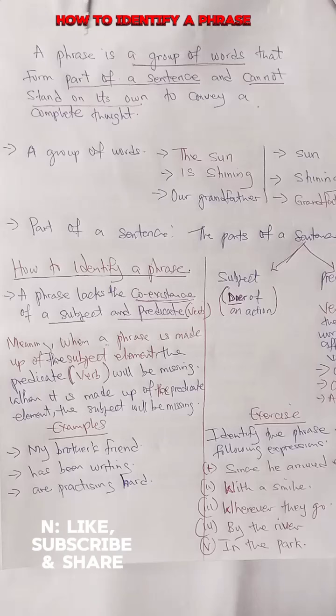Now, in today's class on how to identify a phrase, quickly let's look at what a phrase entails. A phrase is a group of words that forms part of a sentence and cannot stand on its own to convey a complete thought. Now, look at these key expressions that give the meaning of the phrase.